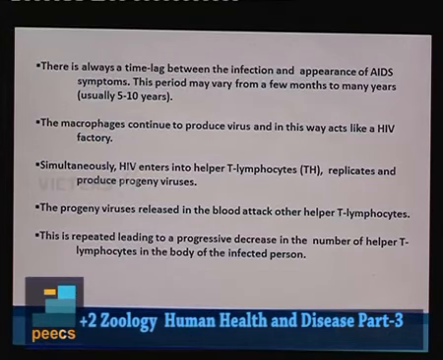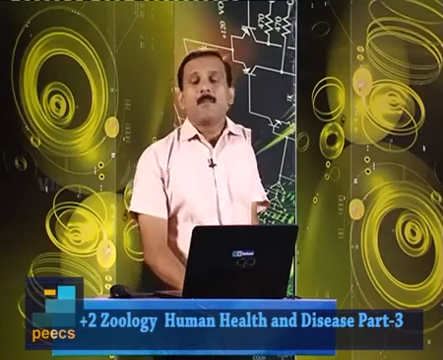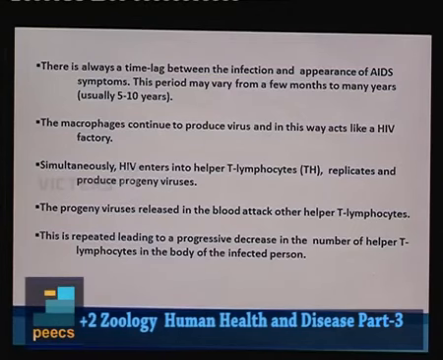There is always a time lag between the infection and appearance of AIDS symptoms, and we can call it the incubation period. And incubation period in the case of HIV infection will be 5 to 10 years. So, it means the symptoms may appear sometimes only after 5 or even up to 8 or 10 years. Macrophages continue to produce virus, and in this way it will act as the HIV factory.